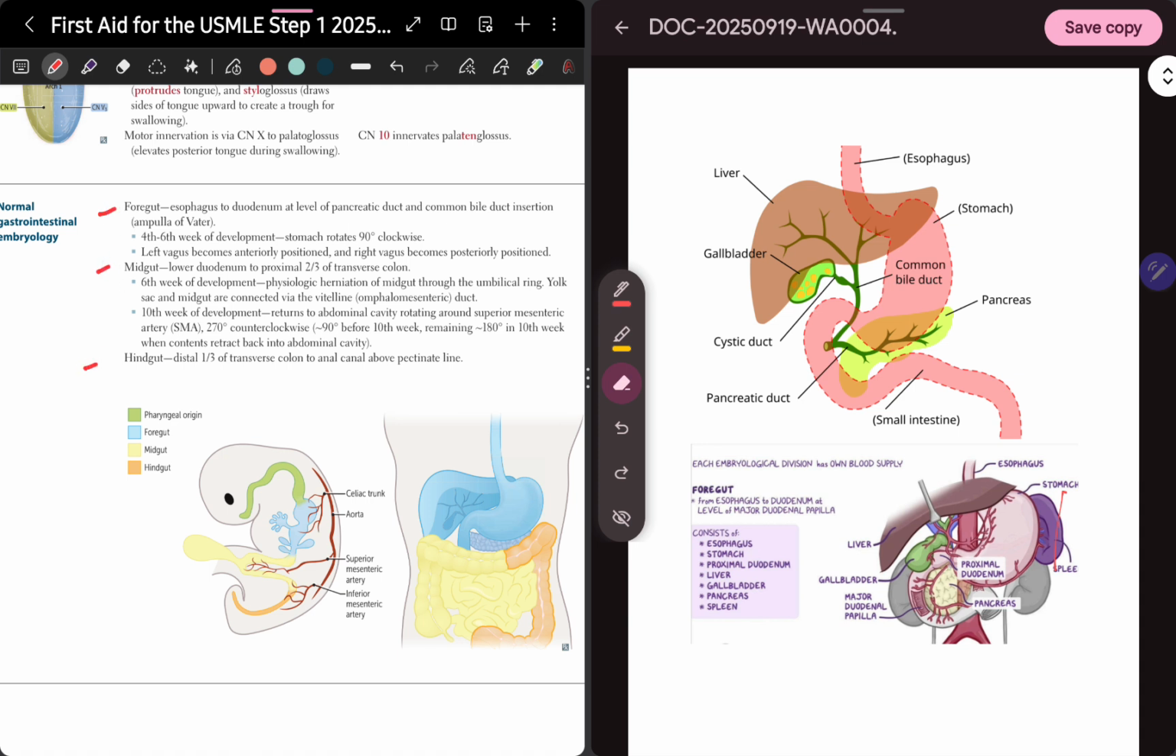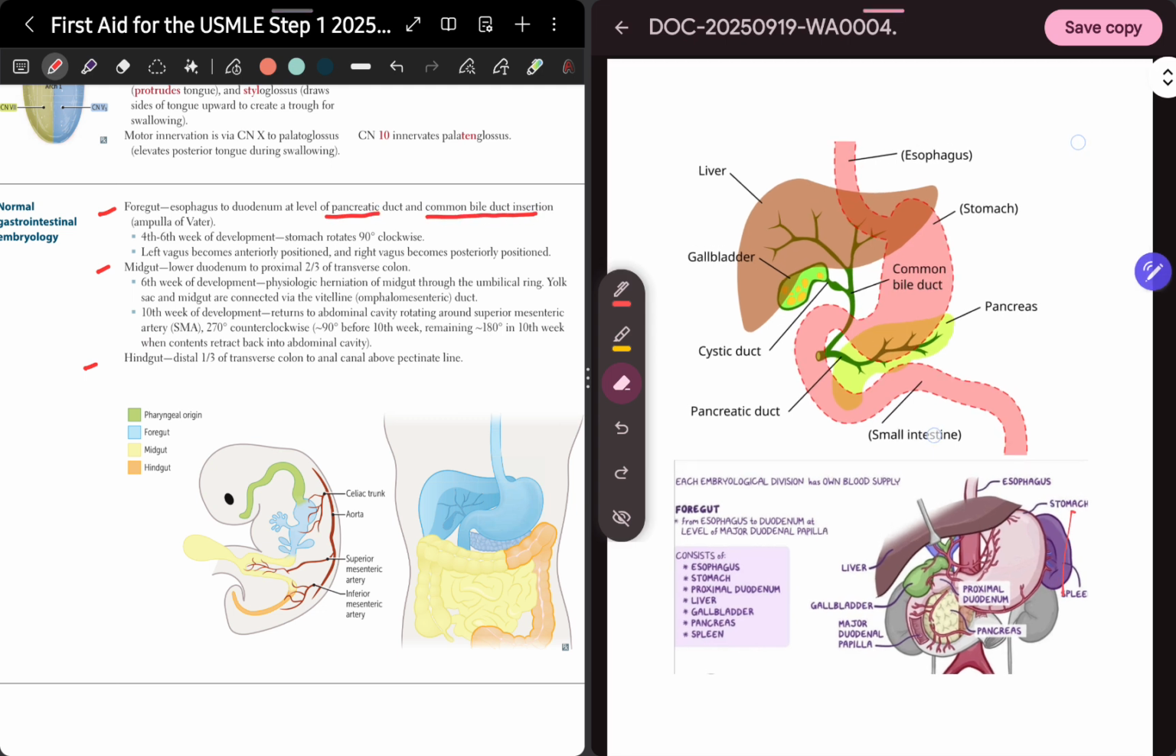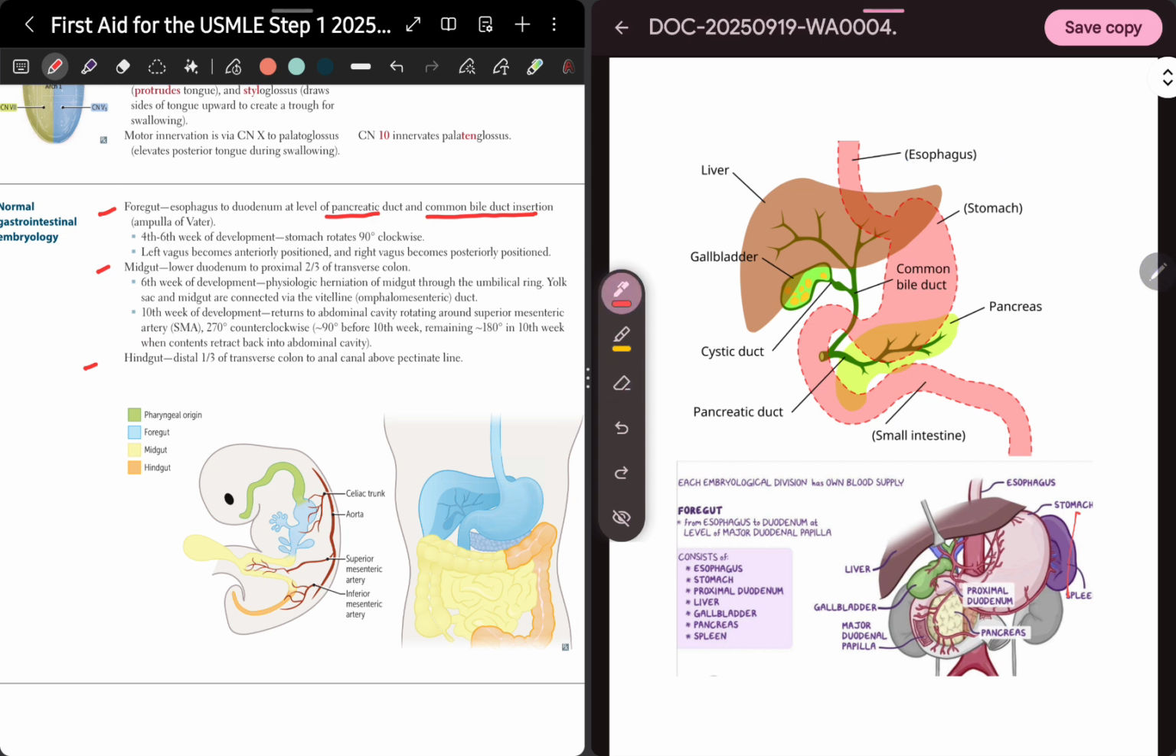The foregut is from the esophagus to the duodenum at the level of the pancreatic duct and the common bile duct insertion, the ampulla of Vater. Here we can see the esophagus, and this is the point we are referring to, the ampulla of Vater. This is the common bile duct and this is the main pancreatic duct. Both join over here, and from this position upward is what we call the foregut.